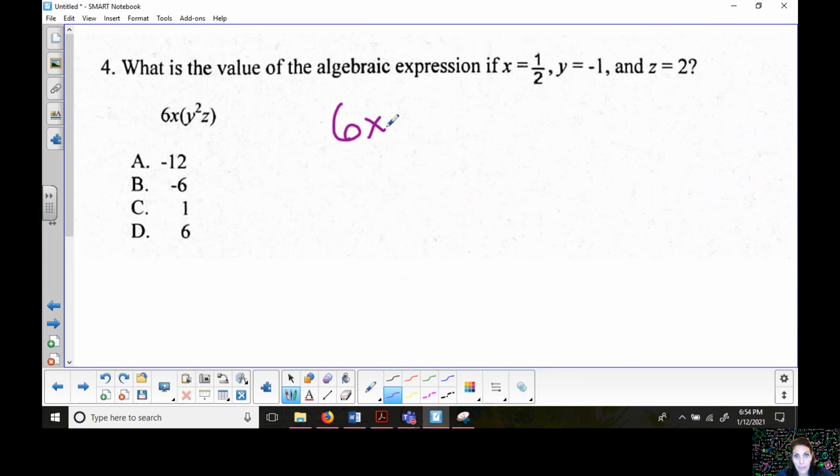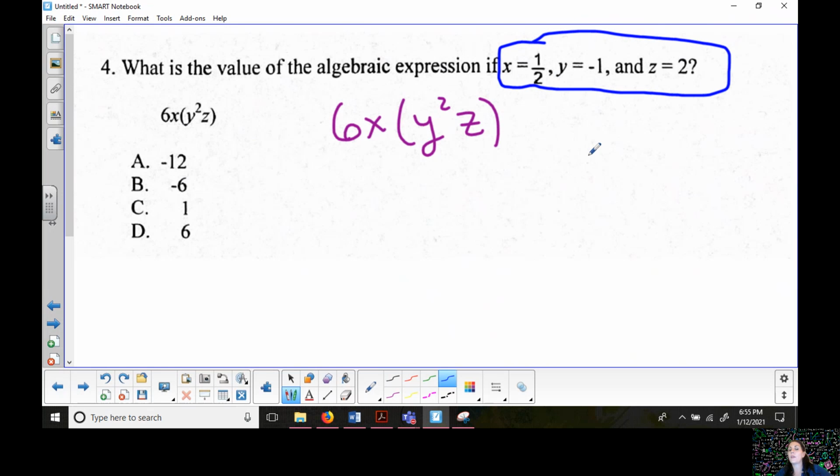We have 6x y squared z, and then here we have all of that. And by the way, when you're doing this test, you need to rewrite all of this on your paper. So you're not doing this the whole time. I can't stress that enough. All right, so where I see x, I'm going to plug in a 1/2. Do not be scared of fractions. Fractions are your friends. I promise, they're not that bad.